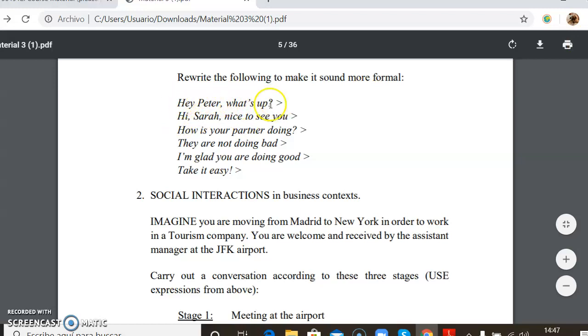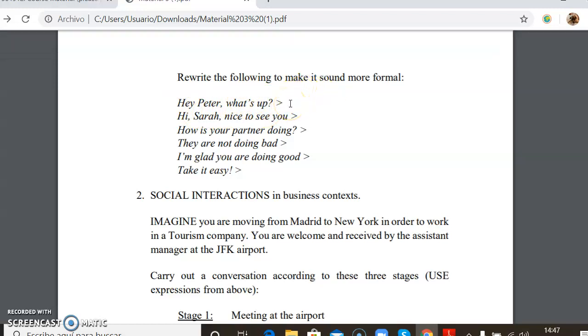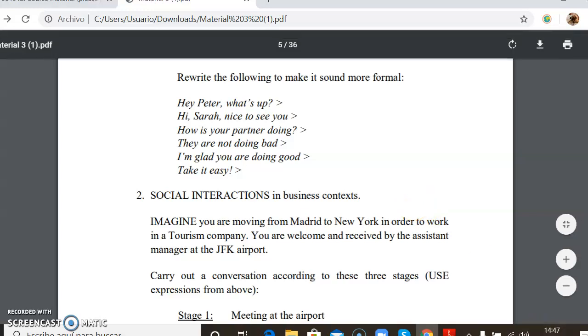Okay, these are informal. Hey Peter, what's up? This is informal, very informal. So write an equivalent that is formal. So, for example, hi Peter, what's up is a very informal salutation. You say this to a friend, to a very familiar person. But to a non-familiar person in a business setting, you would say something very formal. So what can you say?